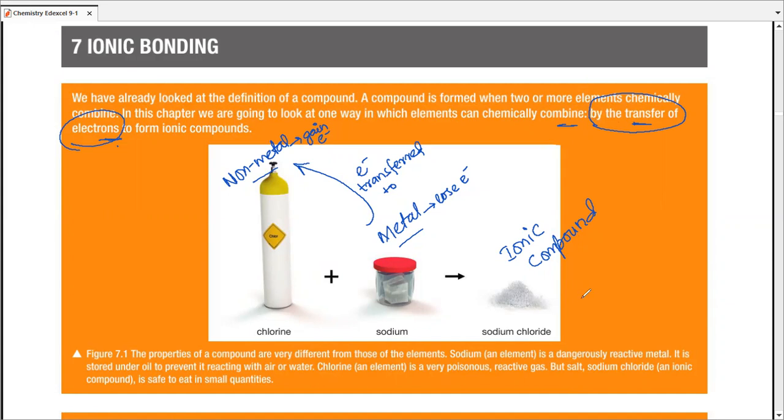What about the sign? Like when the metal loses electrons, the sign will be negative or it becomes positive? It becomes positive. Why is it positive? I'm going to explain that in the diagram, since that's easier to understand that way.